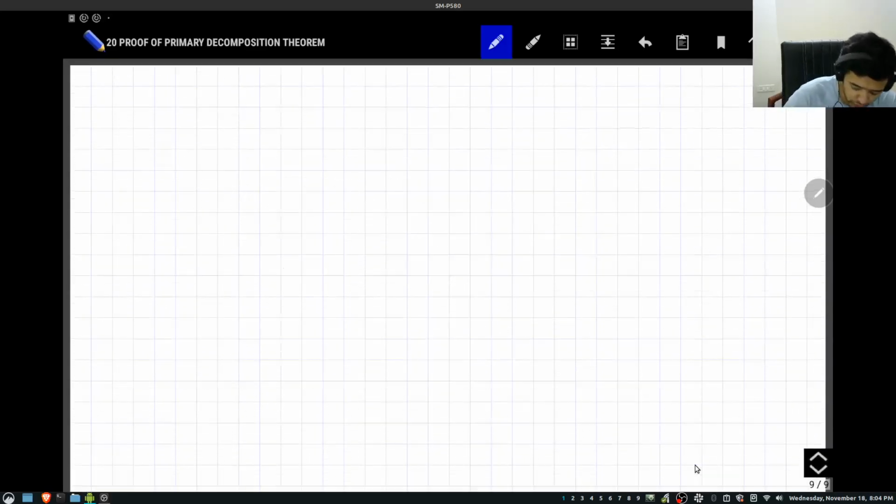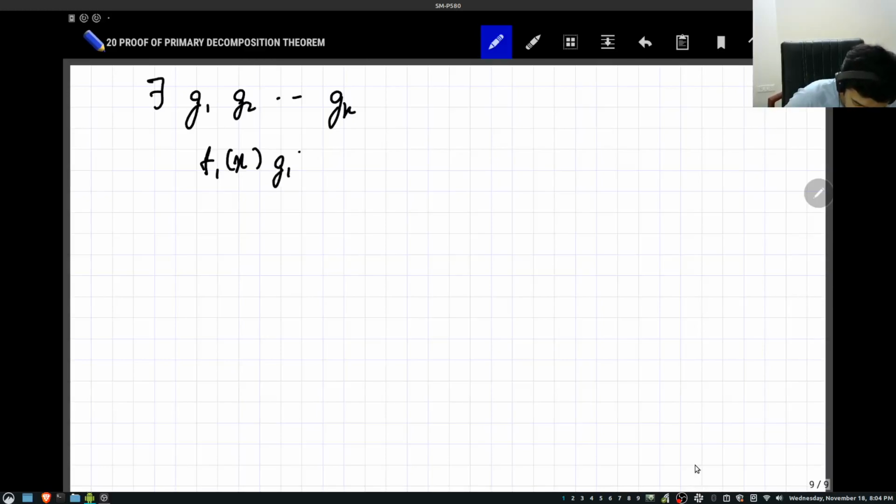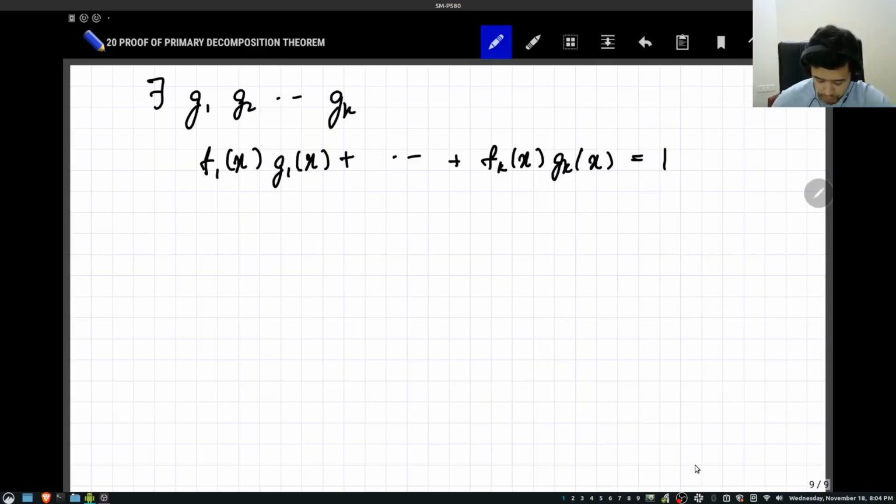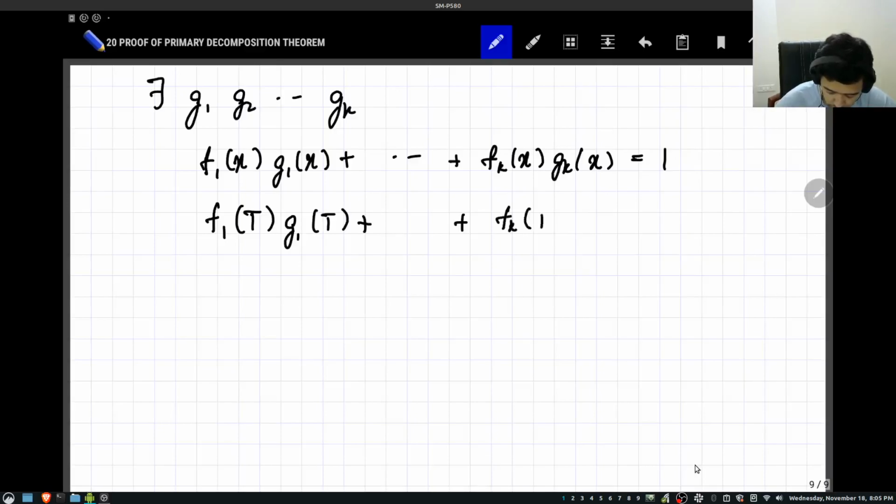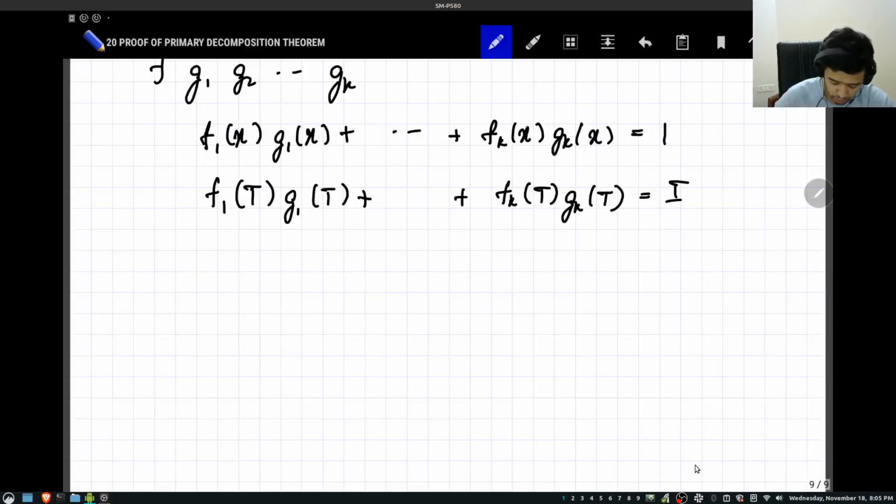Now since the GCD is equal to 1, you can find polynomials g1, g2, up to gk such that f1 of x g1 of x plus f2 of x g2 of x, and so on up to fk of x gk of x, is equal to 1, right? And in particular, since these are polynomials, we have f1 of t g1 of t plus f2 of t g2 of t all the way up to fk of t gk of t equal to the identity matrix, right?